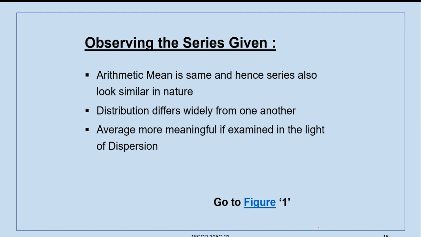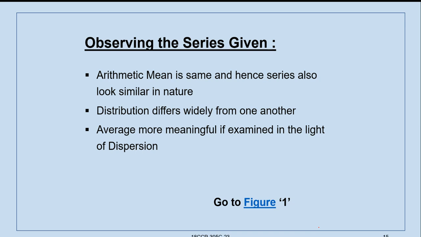We have observed that the arithmetic mean is the same and hence the series also look similar in nature. All the three series, that's what I explained. The distributions differ widely from one another. In the first, it is absolutely uniform. In the second, it is almost uniform. In the third, it is not at all uniform and not nearer to the central tendency. All the five numbers in series C are nowhere near the central point, the central point being 125.